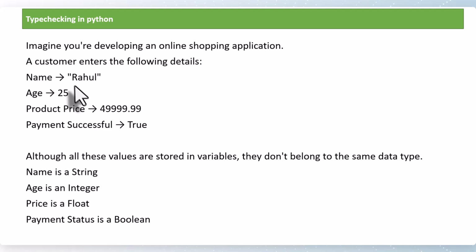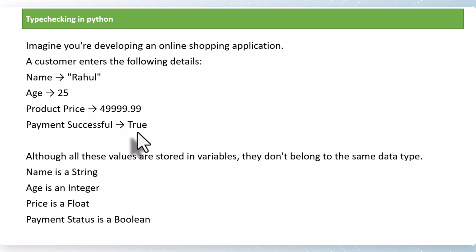If you notice, all these values are stored in different variables like name, age, product price, payment successful, but they do not belong to the same data type. The first one is a string. The second one is an integer. The third one, product price, is a float. The next one, payment status, can be either true or false. It is a Boolean type.